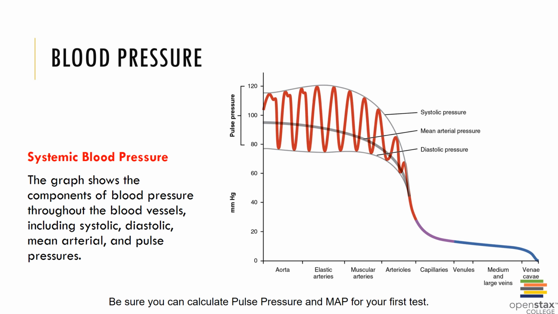In recording blood pressure, we separate systolic and diastolic pressures. An average adult blood pressure is around 120 over 80 millimeters of mercury. The difference between systolic and diastolic pressure is the pulse pressure. The mean arterial pressure, or MAP, is calculated by adding 1/3 of pulse pressure to the diastolic pressure. Make sure that you can calculate pulse pressure and mean arterial pressure.